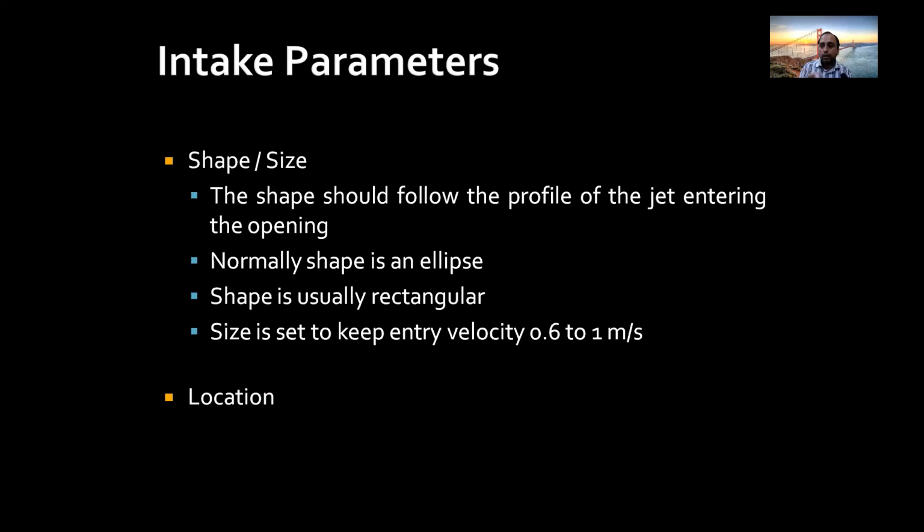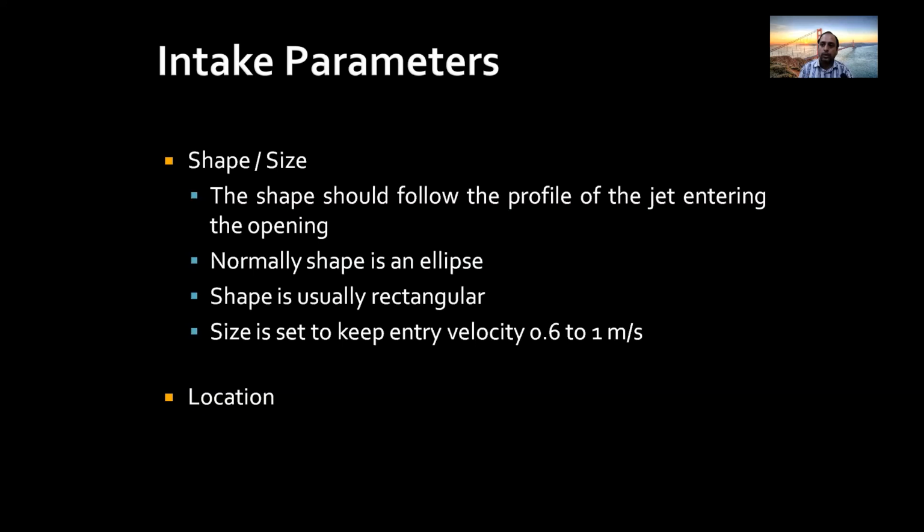Shape of the bell mouth is generally rectangular. There are again, as I said, two reasons. First, the gate itself is rectangular, so it is better to provide a rectangular bell mouth. Number two, it is difficult to construct a circular or elliptical bell mouth. It is easier to construct a rectangular bell mouth. That's why generally the shape is kept as rectangular, but it is not always the case.